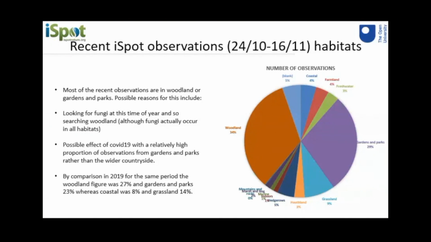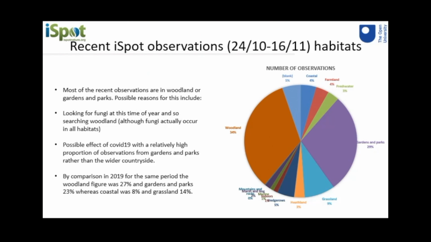Okay, this looks at the habitats. And again, as I've said, it's mainly fungi. So the biggest habitat there is woodland, which is perhaps not surprising. And second one is gardens and parks. So both these habitats have lots of fungi, and so it's not necessarily surprising that those are particularly large at this time of year. But there is possibly a COVID-19 effect coming in here.